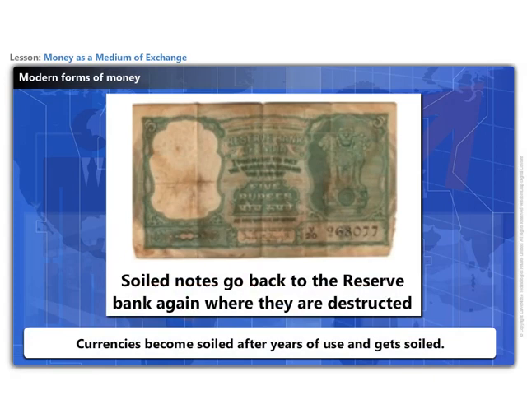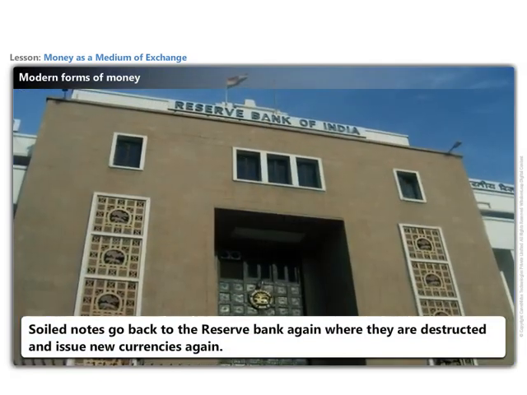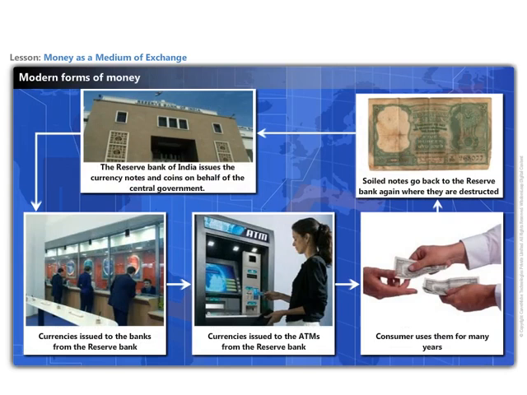Currencies become soiled after years of use. Soiled notes go back to the Reserve Bank again, where they are destroyed and new currencies are issued again. Law legalizes the use of the rupee as a medium of payment that cannot be refused in any transaction in India. Hence, the rupee is widely accepted as a medium of exchange.